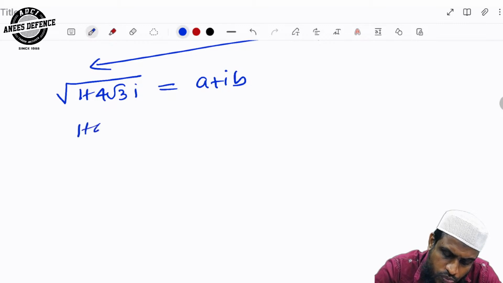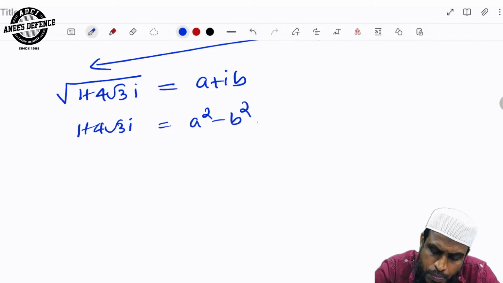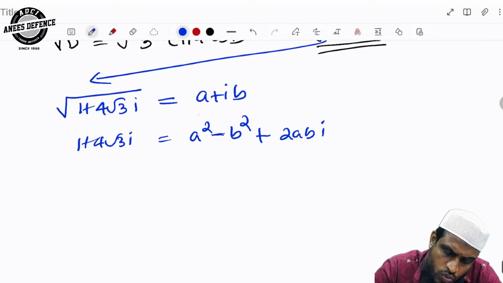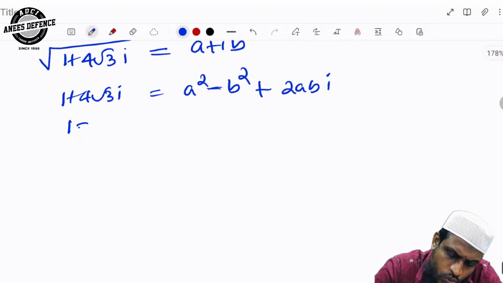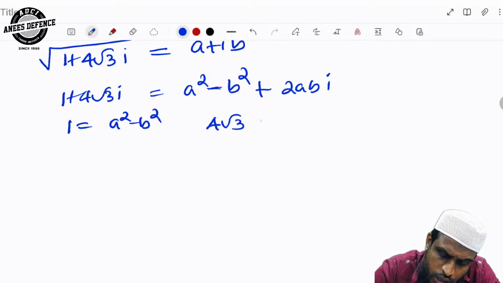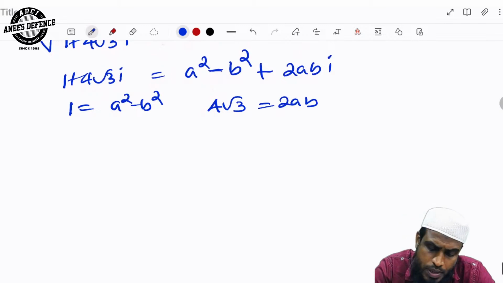So you will get 1 plus 4 root 3i equal to a square minus b square plus 2abi. See, b square is ib the whole square, so i square is minus 1. That is why minus 1 came. Now 1 equal to a square minus b square. We equated the real part. Then 4 root 3 equal to 2ab. So this is a square minus b square and 2ab.